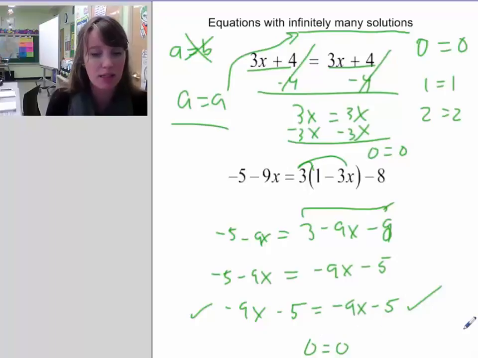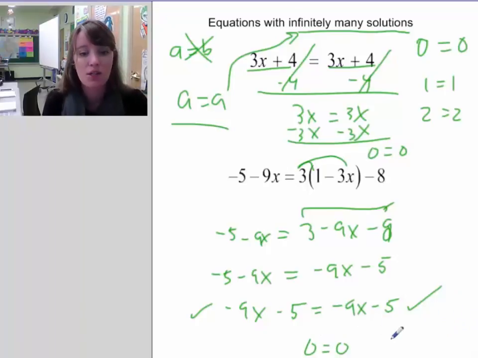This expression is equal to this expression, so if we started to subtract everything, eventually we'd arrive at the statement 0 equals 0. So that means that our equation had infinitely many solutions, which means that I could put in any number. I could put in 1, 2, 3, 4, 1.5, 2.5. I could put in pi here. I can put in any real number for x, and it would be a solution to this equation.